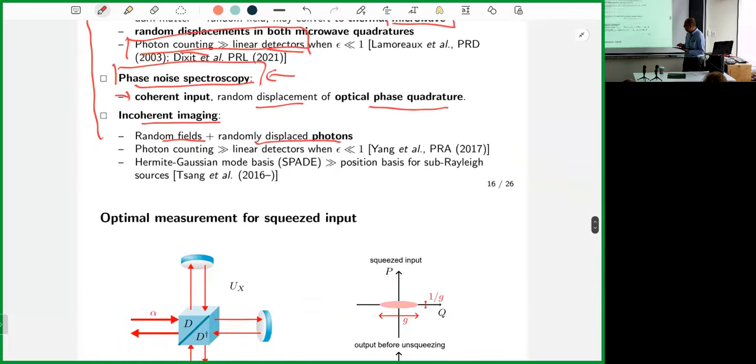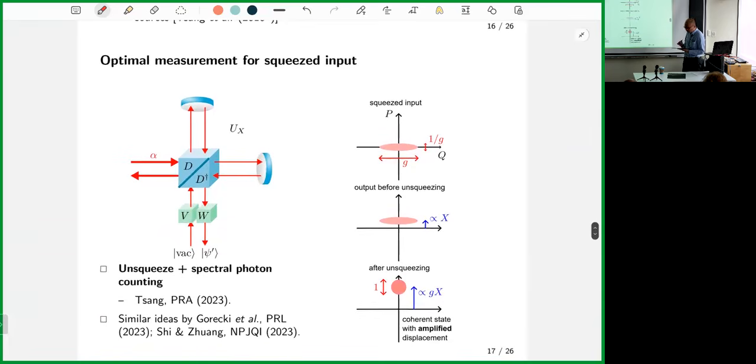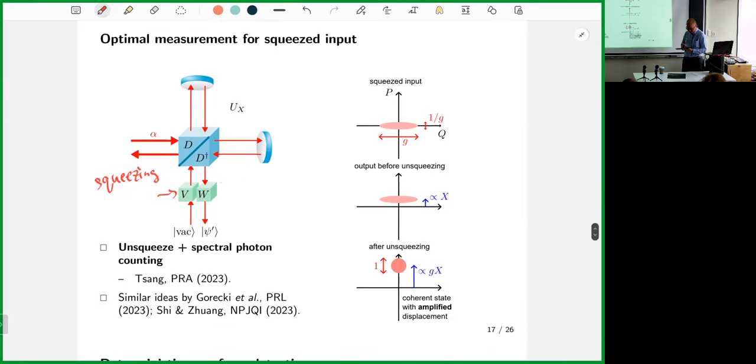Okay, I think this is a good point to stop. Let me just talk about one last thing. Of course, so far I've been talking about coherent state input. Of course, LIGO nowadays also does squeezing. Then the optimal measurement also needs to be modified. What we discovered very recently is that at the output, you cannot just do spectral photon counting. The optimal method is to do unsqueezing first. So you look at the dark port of the Michelson, you unsqueeze the light first, and then you detect it using spectral photon counting. Then it's the optimal measurement.